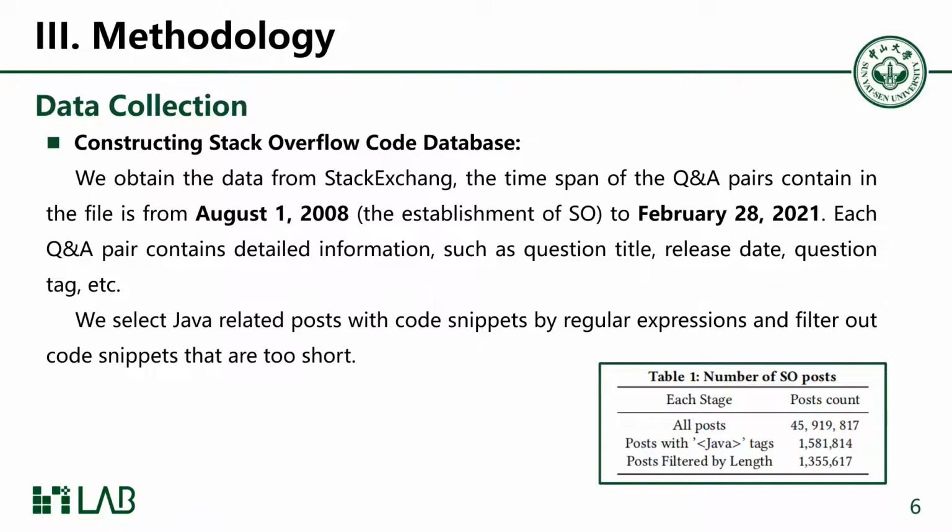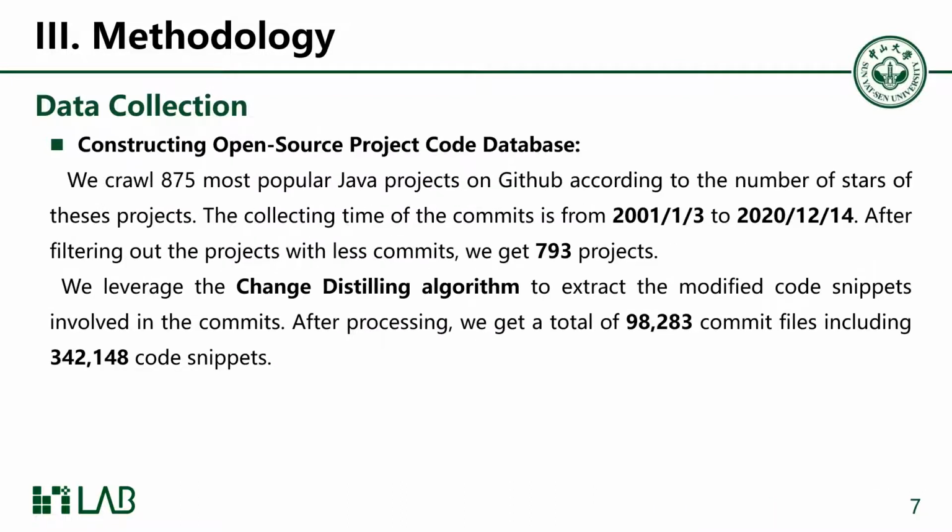Okay, now we move to the step of data collection. For constructing the Stack Overflow code database, we obtain the data from Stack Exchange. In the end, we totally obtain 1,355,617 posts with code snippets. For constructing the open source project code database, we collect 875 most popular Java projects on GitHub according to the number of stars of each project. After processing, we get a total of 98,283 commit files, including 342,148 code snippets.